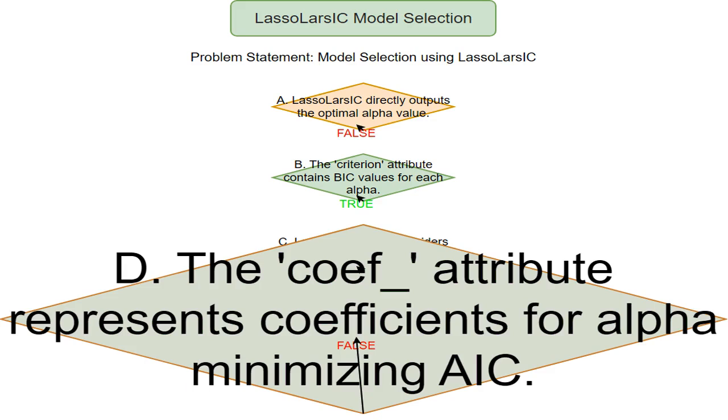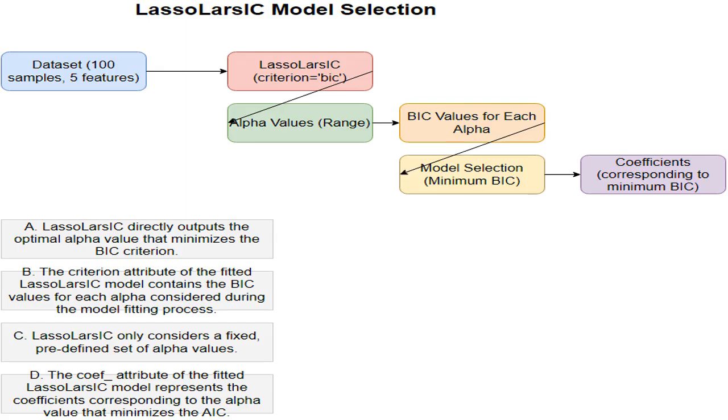Statement D is saying that the coef_ attribute, which holds the model's coefficients, reflects the coefficients for the alpha minimizing the AIC, Akaike information criterion. This is false. It actually displays the coefficients for the alpha minimizing the chosen criterion, which, in this case, is BIC, not AIC. I see that statement D claims the LassoLarsIC model's coef_ attribute shows coefficients for the alpha value that gives the lowest AIC, Akaike information criterion.